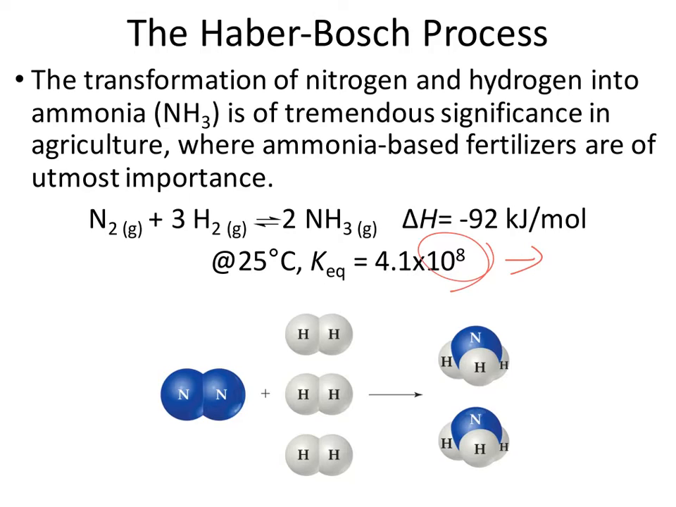So what we have to do is we need to produce lots of ammonia. We need to have a way to really push this reaction to the right so I can produce this ammonia and then sell it.